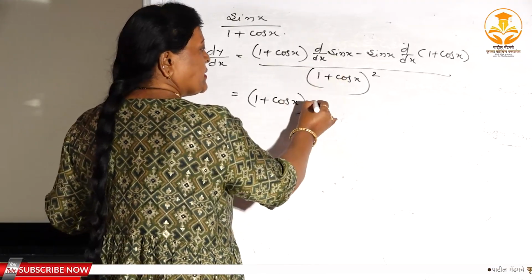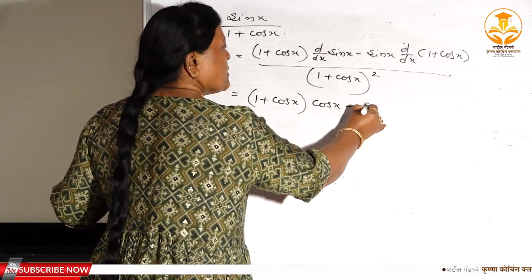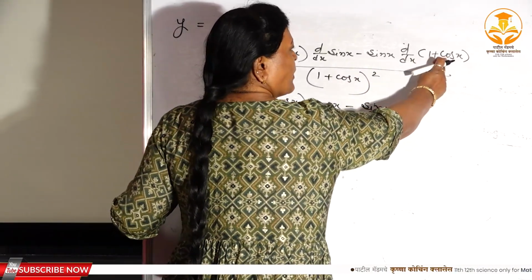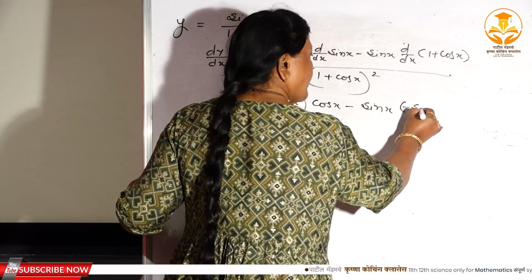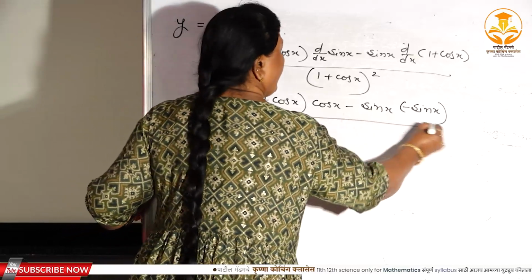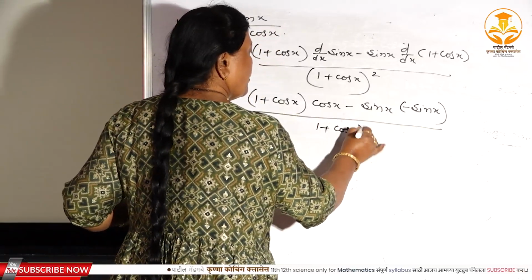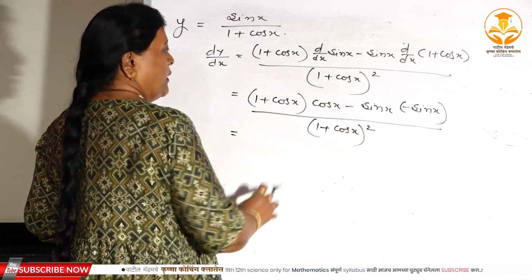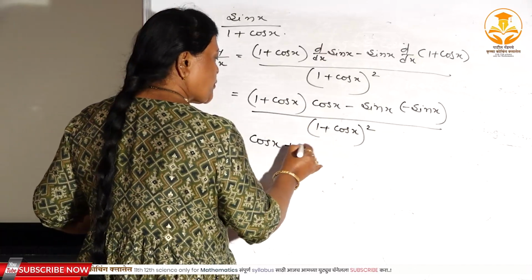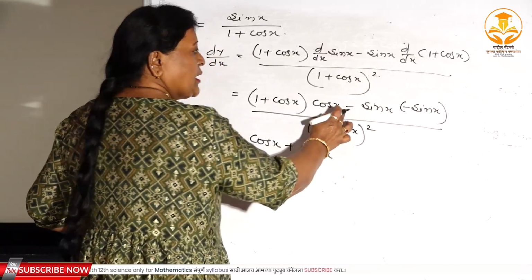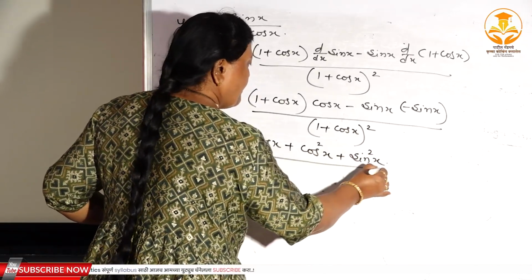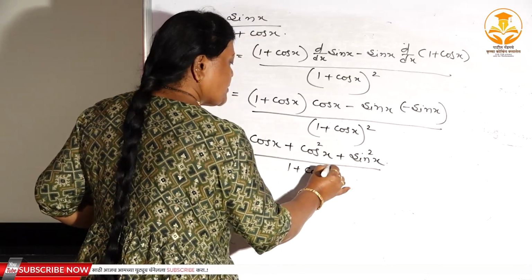1 plus cos x. What is the derivative of sin x? That is equal to cos x, minus sin x remain as it is. The derivative of 1, 0. And what is the derivative of cos x? That is equal to minus sin x. So write minus sin x in bracket, isn't it? Divided by 1 plus cos x whole square. Right? Again, multiply with cos x. Cos x into 1, cos x. Cos x into cos x, cos square x. This minus minus plus sin square x divided by 1 plus cos x whole square.